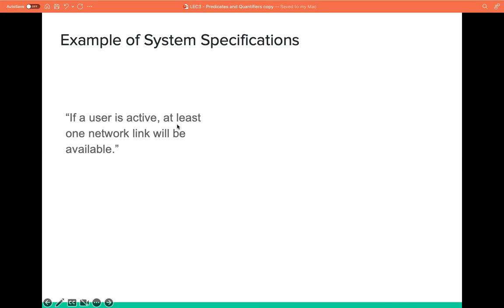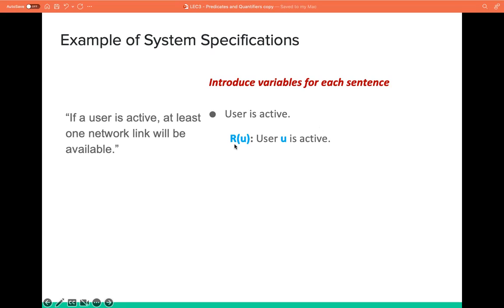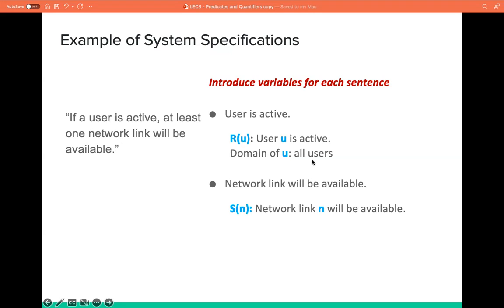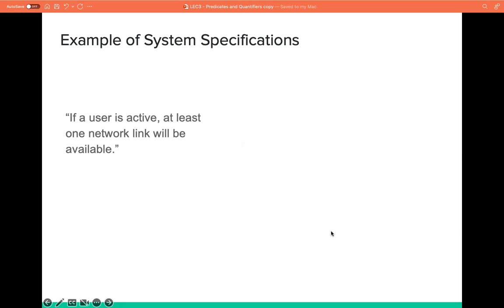Statement: if a user is active, at least one network link will be available. We have already identified that one of the predicates is "a user is active." So we can express it in predicate form, R of U, such that user U is active, and the domain of U is the set of all users. Then we have another predicate, "a network link will be available." So we have S of N such that N is a network link that will be available, and the domain of N is the set of all network links.